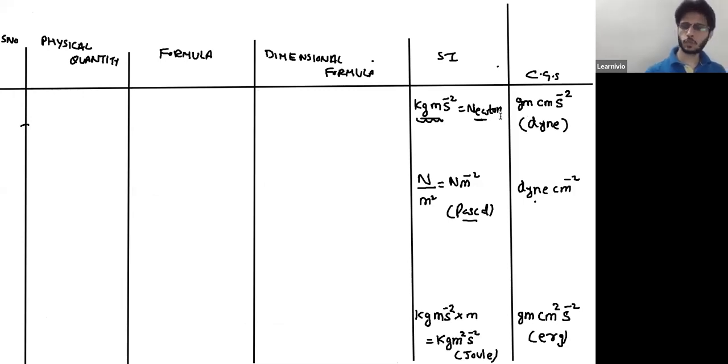After work done, the next quantity is power. This is the 8th quantity. The formula of power is work done over time.